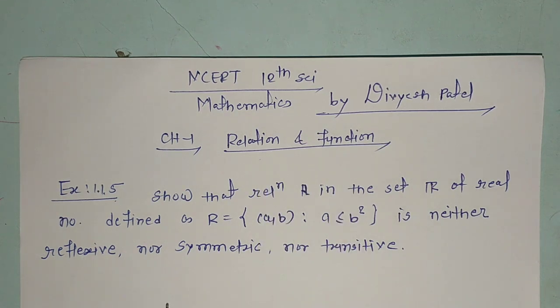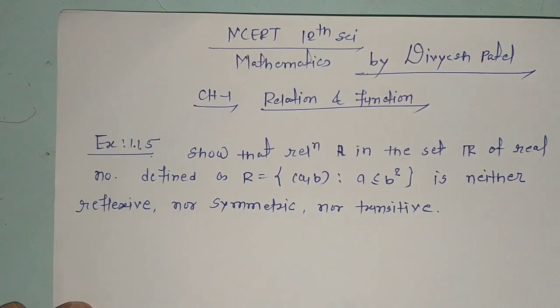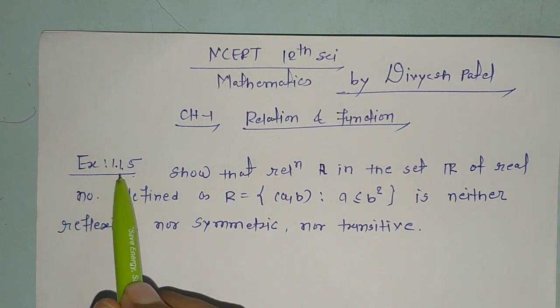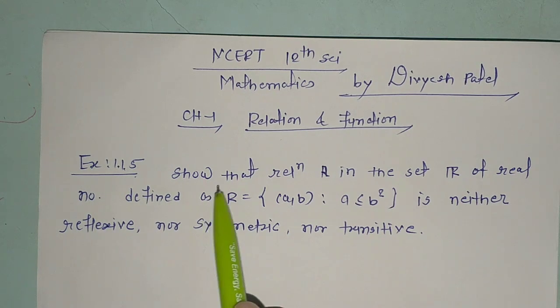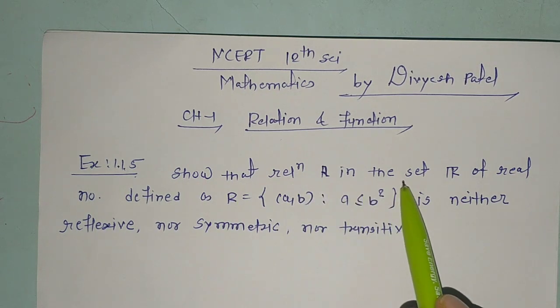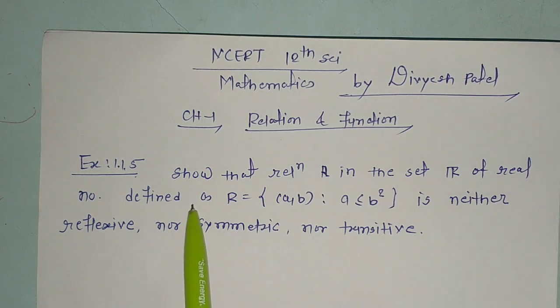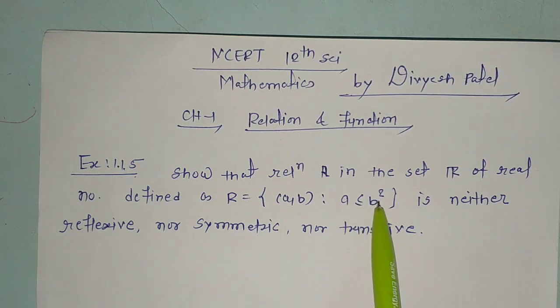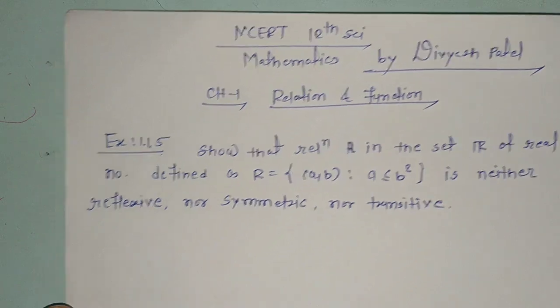In the last two videos, we have discussed the definition of relation, we learned the types of relation and done some examples. Let's start with this example of exercise 1.1 question number 5. The relation R in the set of real numbers defined as: elements A and B are related if A is less than or equal to B square, is neither reflexive nor symmetric nor transitive.